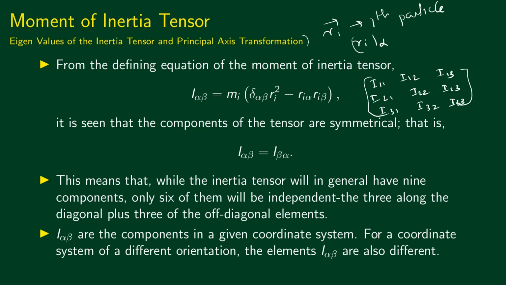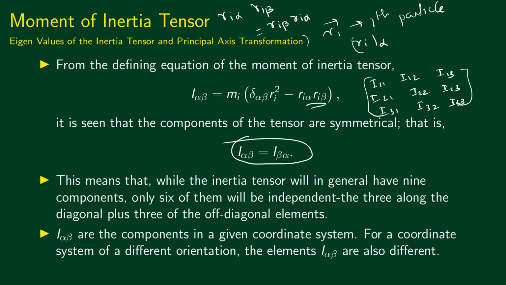And R_i alpha R_i beta is also symmetric, because clearly R_i alpha R_i beta is the same as R_i beta R_i alpha. This is just the product of two different components of a vector. It doesn't matter in which order you take the product, you are going to get the same number. So we can write I alpha beta is equal to I beta alpha.